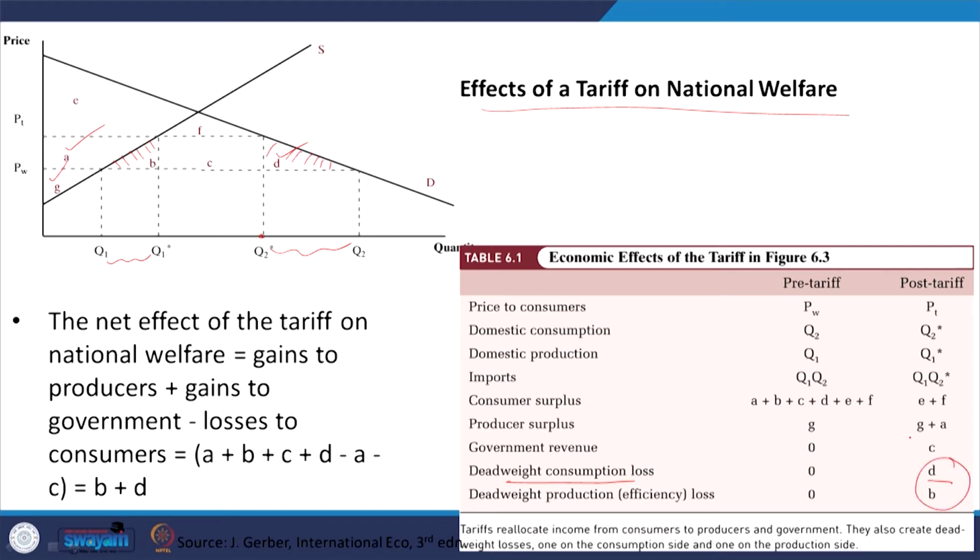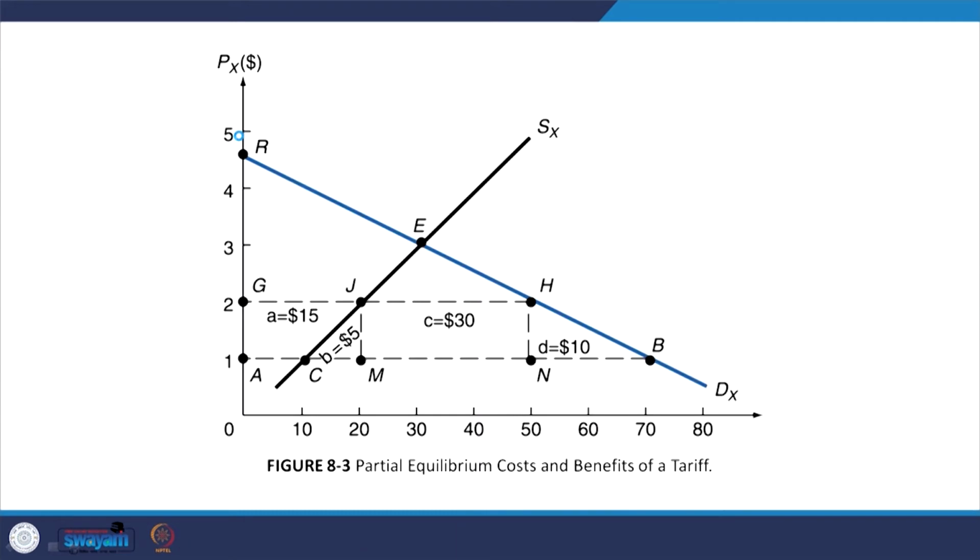So, these two are jointly called deadweight loss. Now, government revenue you can find out in the pre-tariff position as compared to the post-tariff position. C is the area called government revenue. So, this is the way by which you can define the welfare changes to the society, as we have already defined, 30 here.